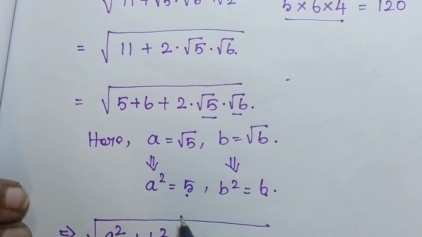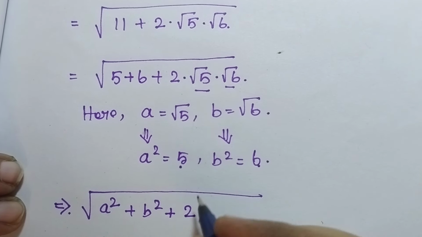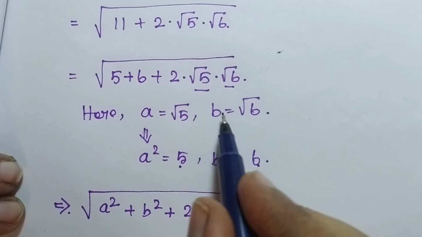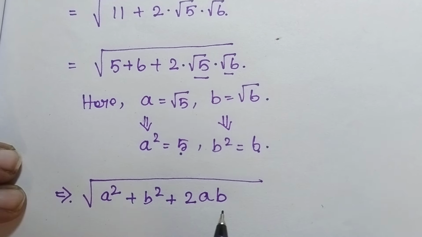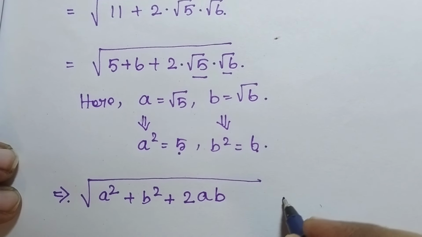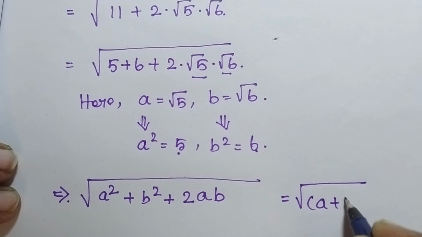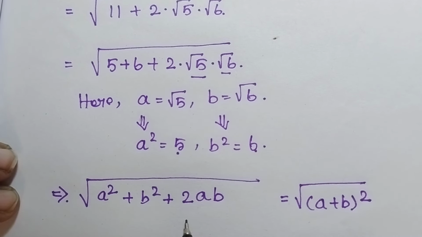There is no value for 2, so just write 2 as it is. And instead of root 5, I am going to write a, and instead of root 6, I am going to write b. So, this is a familiar formula, which is equal to the root of a plus b the whole square. The formula for a plus b the whole square is a square plus b square plus 2ab.